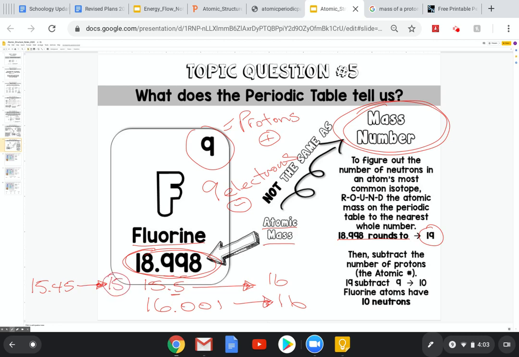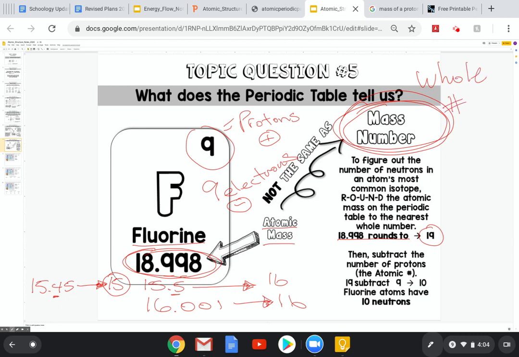Okay, so you're just looking at the 10th place. Is it 5 or higher? All right, we're going up. If it's 4 or lower, we're going to stay down. Whatever number we have, we're going to stick with. All right, so keep that in mind moving forward because this isn't the only example that you're going to see. But when we're looking for the mass number, it has to be a whole number. Okay, it has to be a whole number.